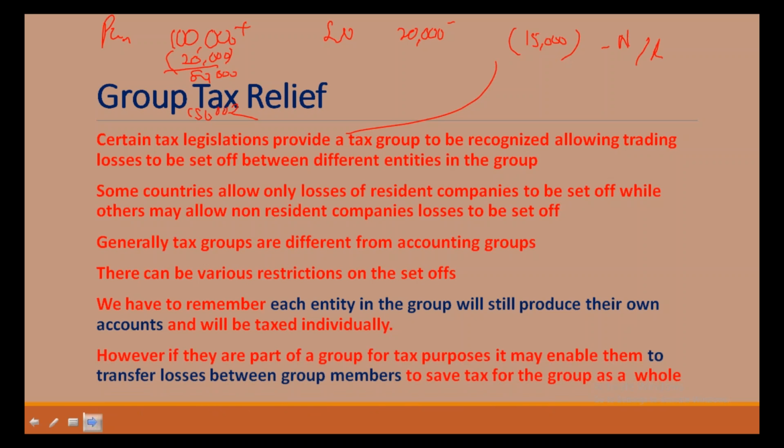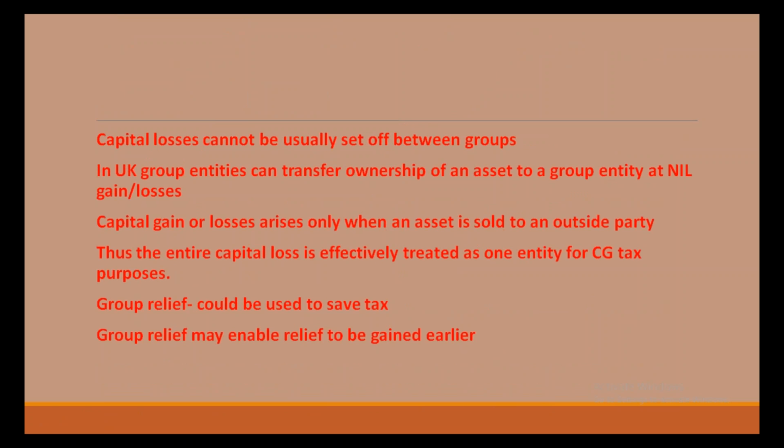Okay. However, if they are part of the group for tax, they may be enabled to transfer losses between group members to save tax. This is what the group tax relief is. Capital losses cannot usually be set off between the groups. Only the accounting losses can be set off. A capital loss of the parent cannot be set off against the subsidiary's capital losses. It must be set off against the parent only or the subsidiary only. Okay. So group relief could be used to save tax. Group relief may enable relief to be gained earlier.